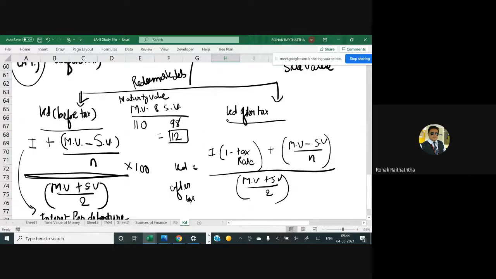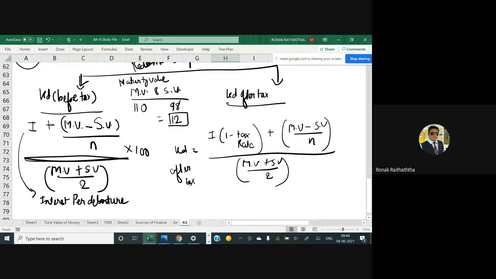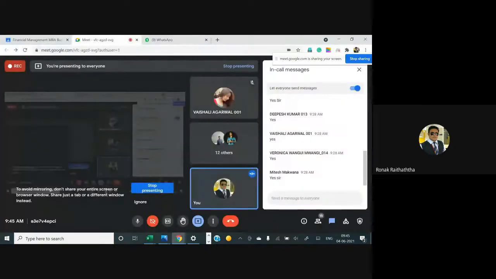The formula remains more or less the same. Only the change will take place in the interest, because in after tax you will have to multiply that with 1 minus tax rate as well. So these are a few formulas we have done. Please write it down. May I have a confirmation that you have got it? Is there any query or question till now, all of you?